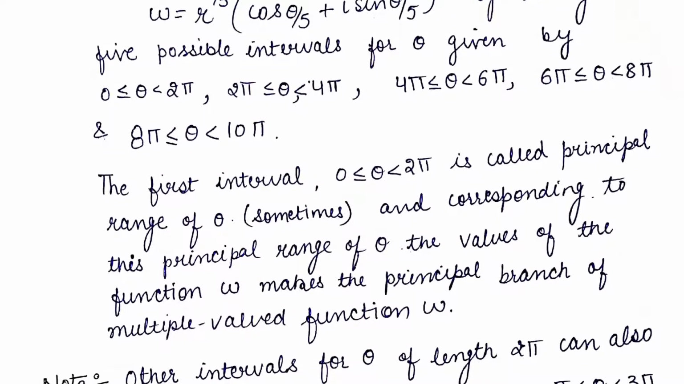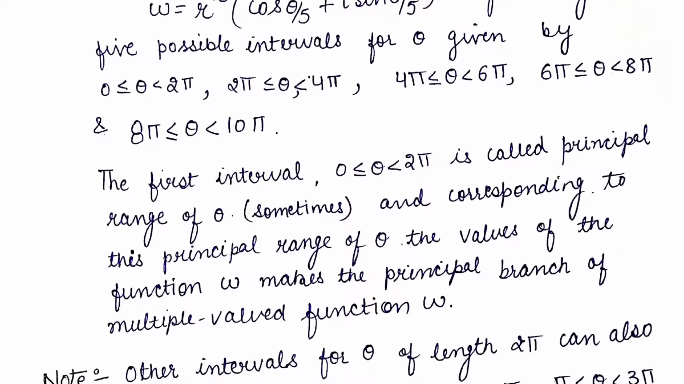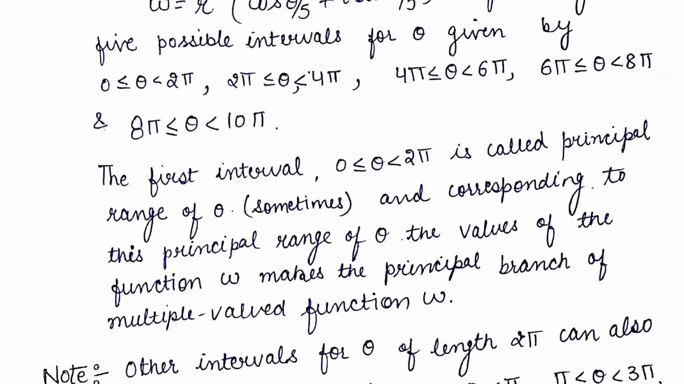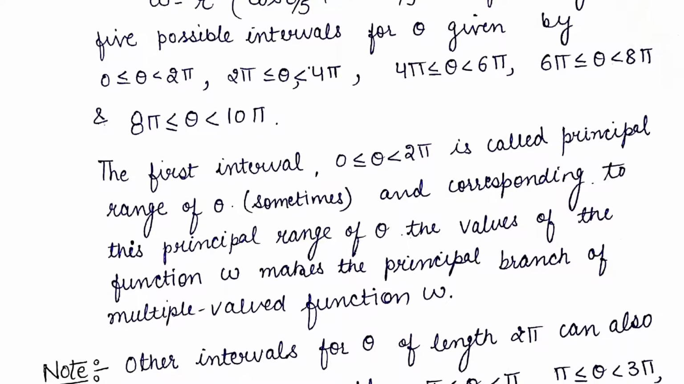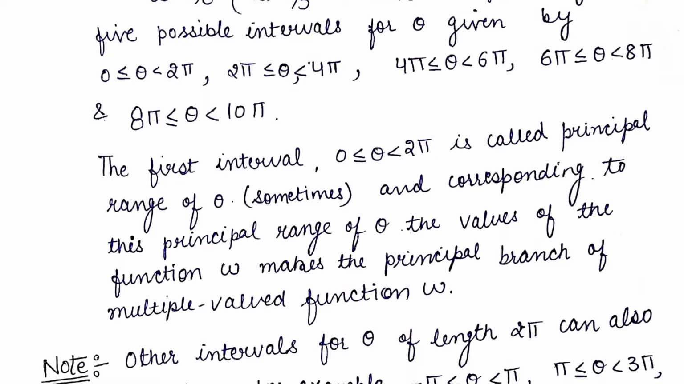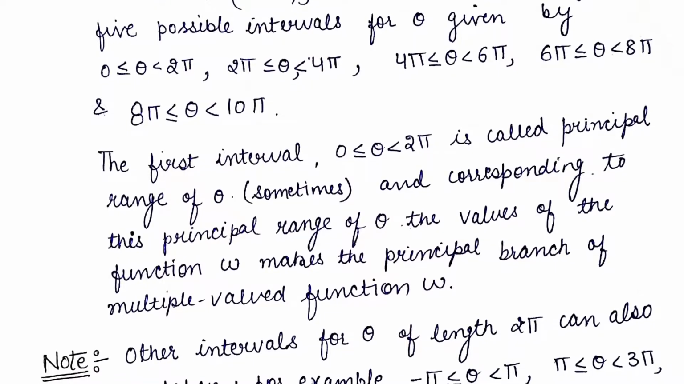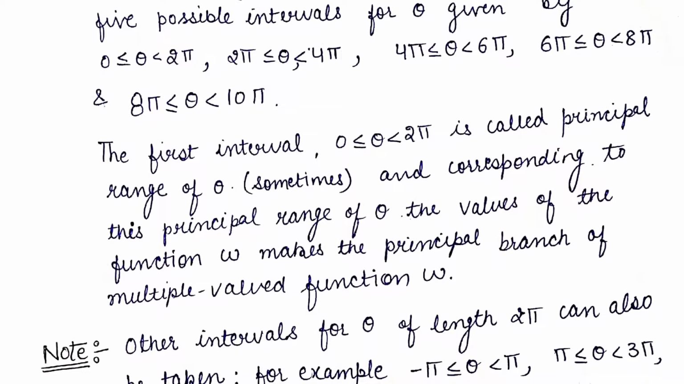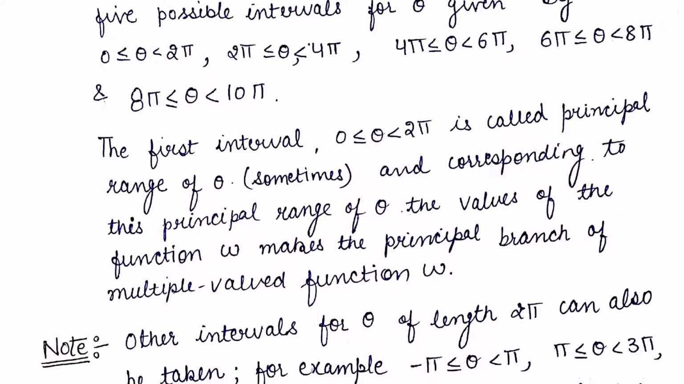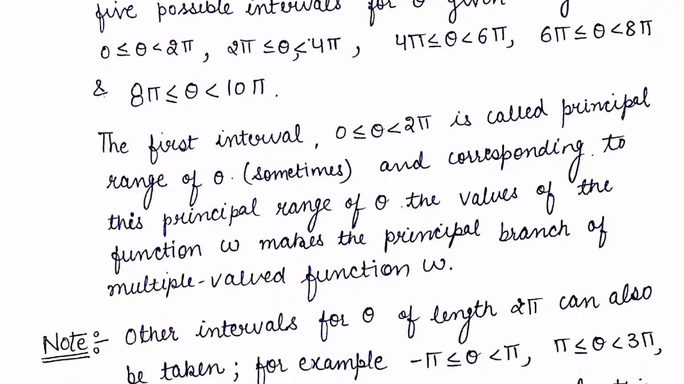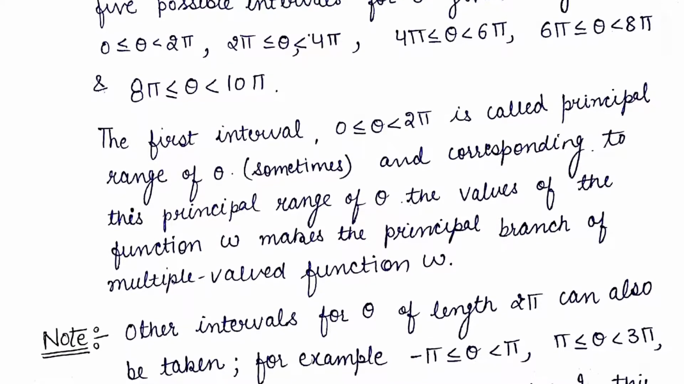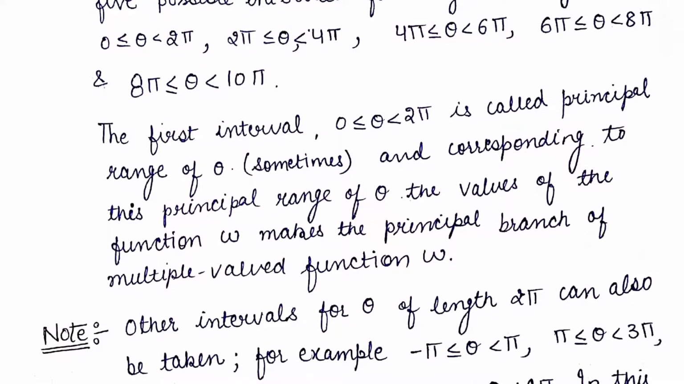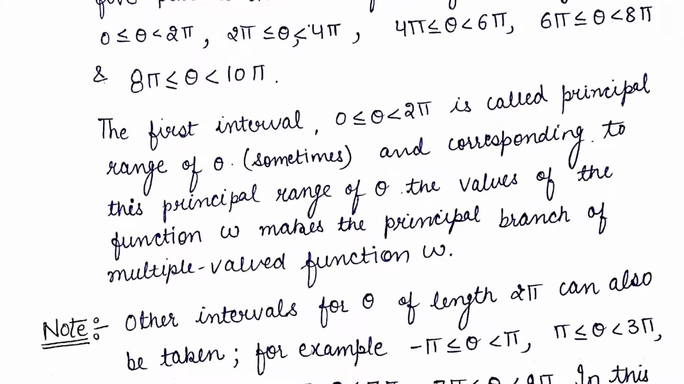And this theta is equal to 2 pi line acts as a barrier for the multiple valued function to get different branches of the function. But this barrier theta is equal to 2 pi line is not a unique barrier. We can also consider some other restriction on the theta.